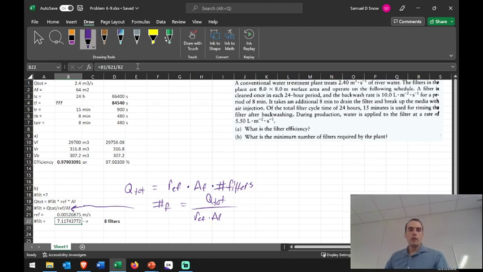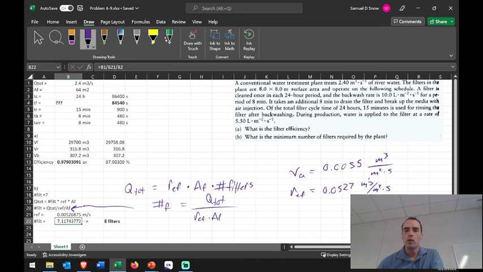There we go. Okay, so when we solve that, first of all, our effective loading rate was 0.0052, whereas VA was 0.0055 cubic meters per square meter per second. And if we calculate the R effective, which we needed to do for this problem, that came out to be 0.00527 cubic meters per square meter per second, right?